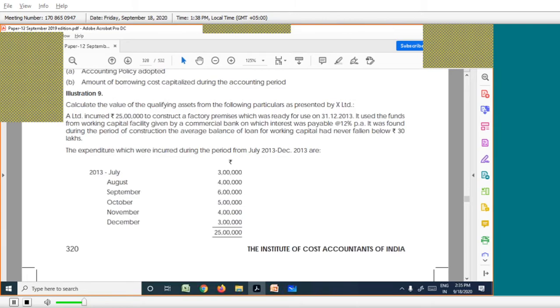And they gave one more point also. What they gave now? Their working capital loan limit never falls below 30 lakhs. Meaning up to 30 lakhs they are utilizing the loan, they are not repaying anything. Up to 30 lakhs they are withdrawing and not repaying, they are utilizing up to the 30 lakhs balance.